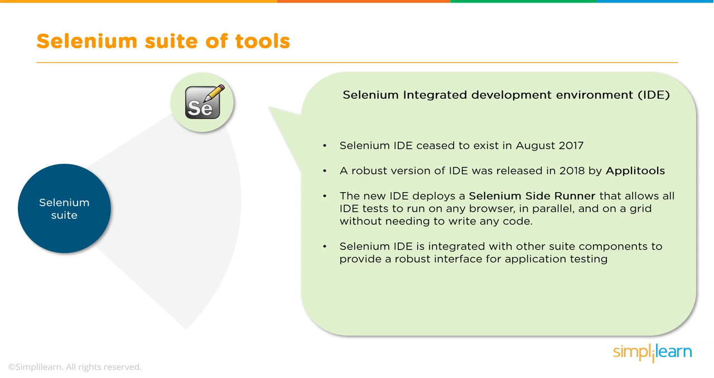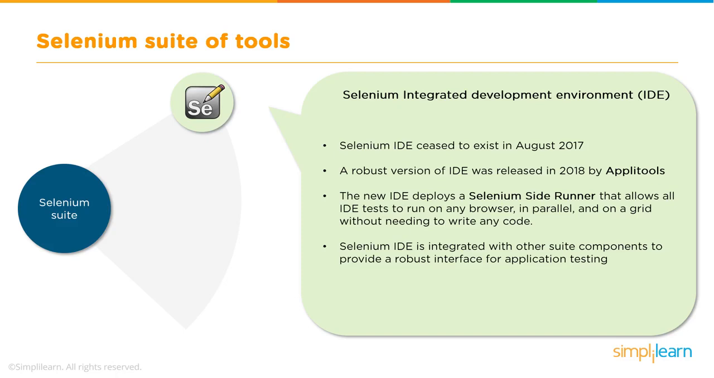They literally rewrote the complete code, and now they have made it available on GitHub under the Apache 2.0 license. And it also comes with many new features now, like reusability of test cases. It has better debugging technology now, and most importantly, it supports parallel test execution. It has introduced a utility called Selenium Side Runner that allows your test cases to run on any browser.